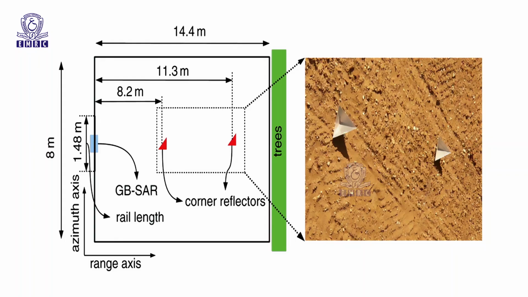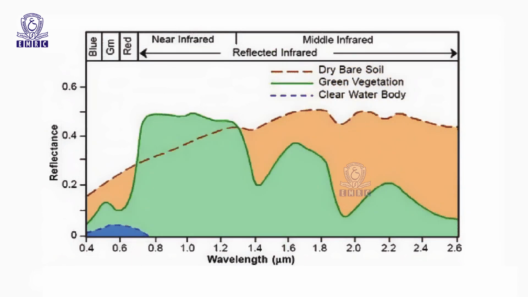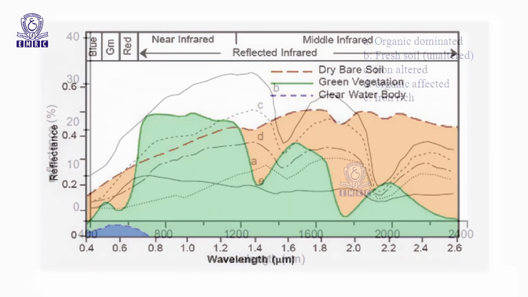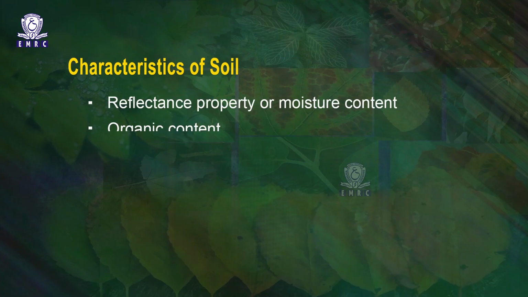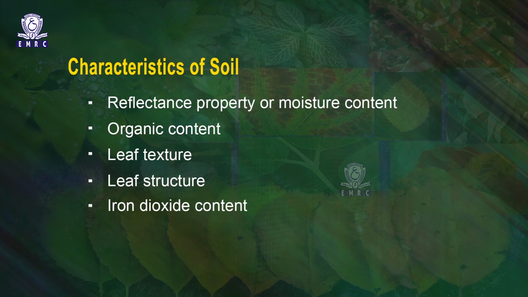In the case of soil surface, the level of reflectance gradually increases with wavelength in the visible and near-infrared spectral regions. The reflecting properties of the majority of soils are similar, giving a positive relationship between reflectance and wavelength. There are some characteristics of the soil that determine its reflecting properties: moisture content, organic content, soil texture, soil structure, and iron oxide content.